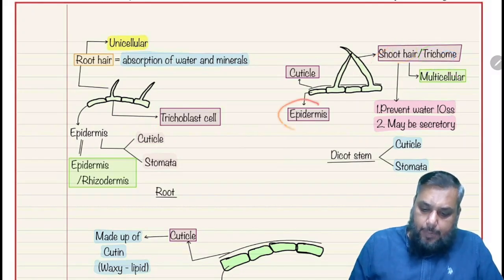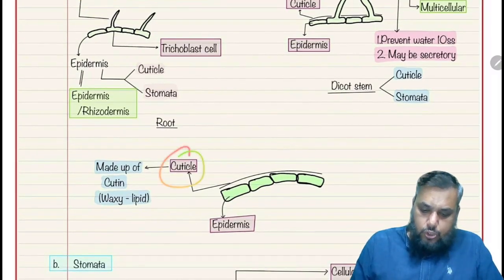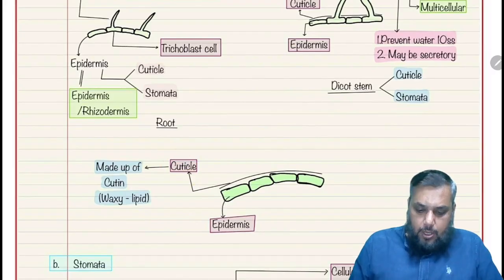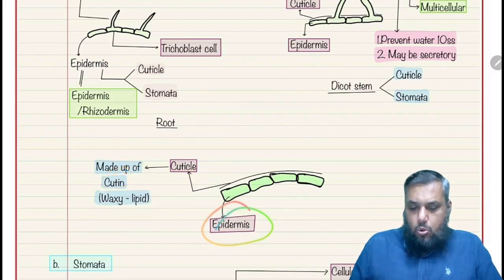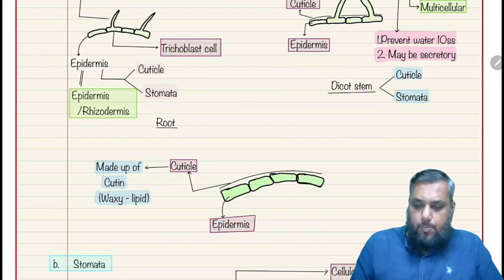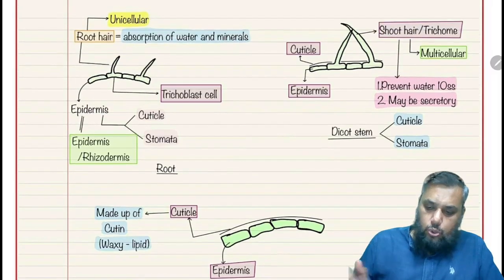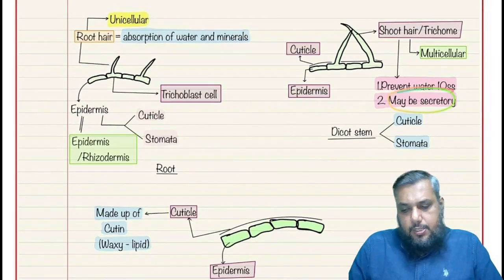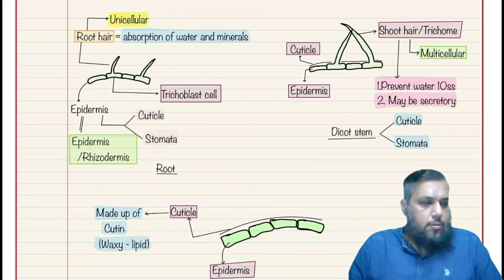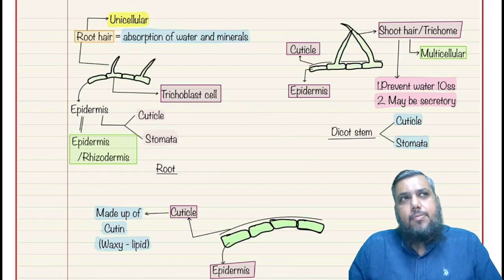And the shoot's epidermis is covered by a thin waxy coat, which is called the cuticle. And the cuticle is made up of cutin, which is a waxy lipid found over the epidermis, which will prevent water loss by transpiration. And sometimes these shoot hairs may also be secretory and protective in function. They can protect from herbivores by producing a bad taste in the mouth of the herbivore.